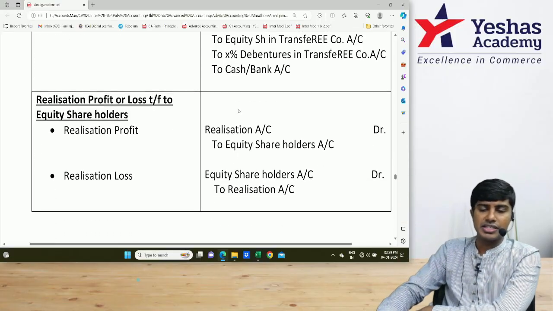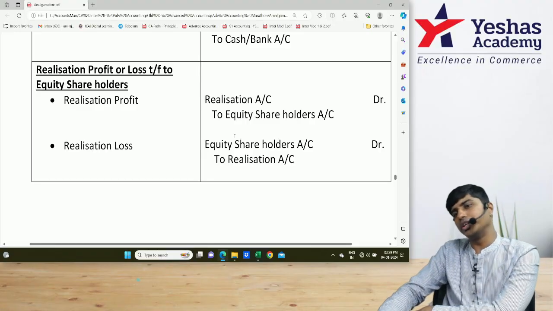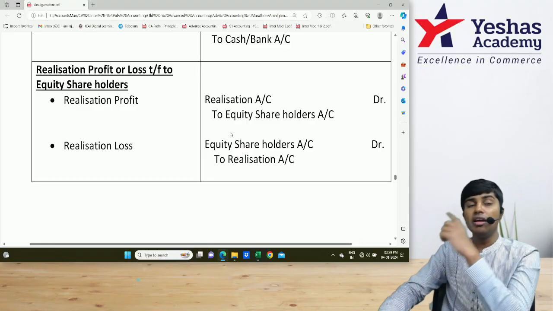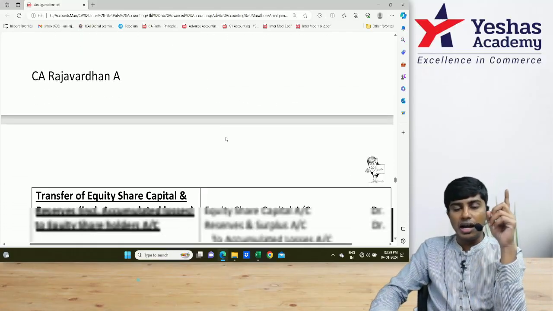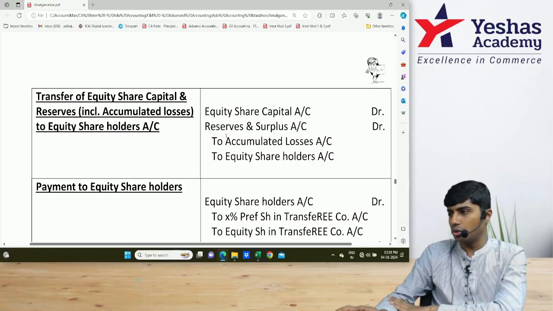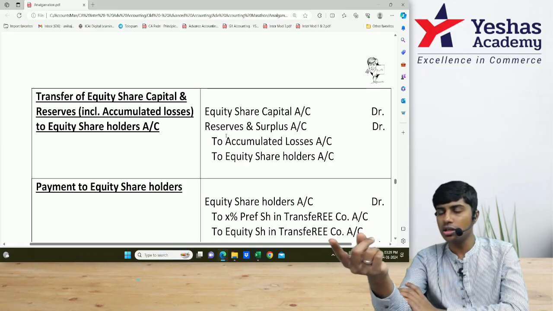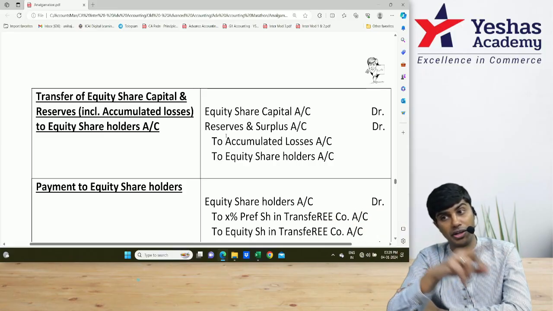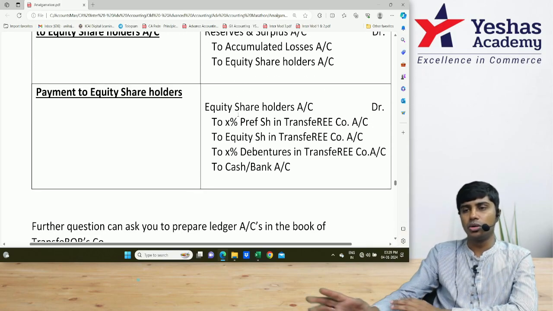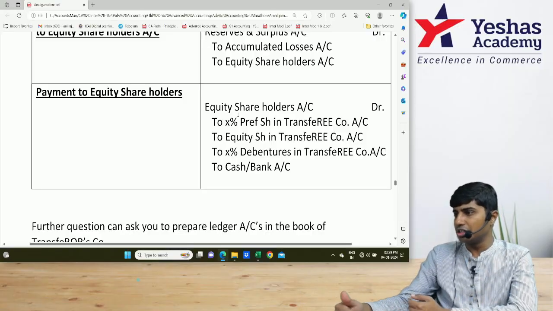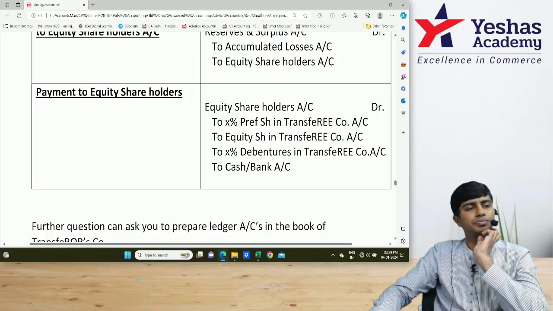Then close our realization account by identifying profit or loss, realization to equity shareholder or equity shareholder to realization, for profit or loss. Finally, the last but one entry, transfer share capital and reserves to our shareholders. Share capital account debit, reserves and surplus account debit, to shareholders. If it is loss, shareholder account debit to accumulated losses. Then finally, the payment entry, equity shareholder account debit to X% preference share, equity share, debenture, cash, bank, whatever you give. Once you pass this, everything will get closed.